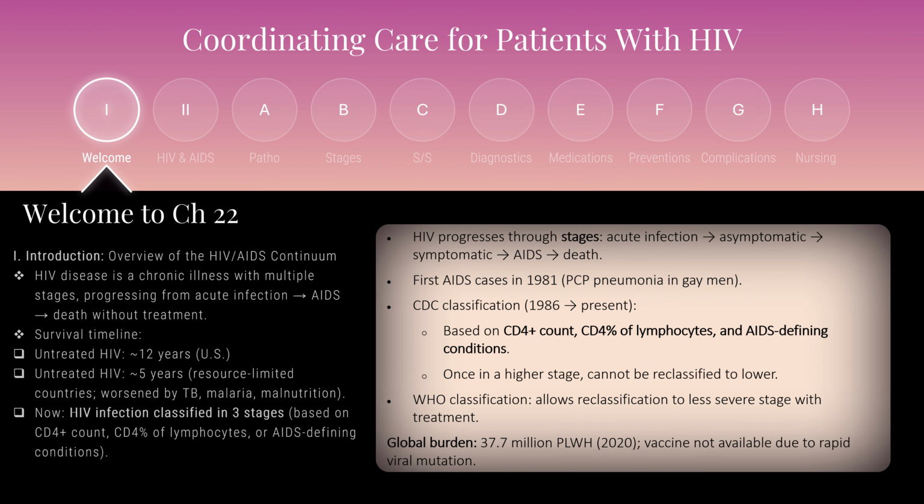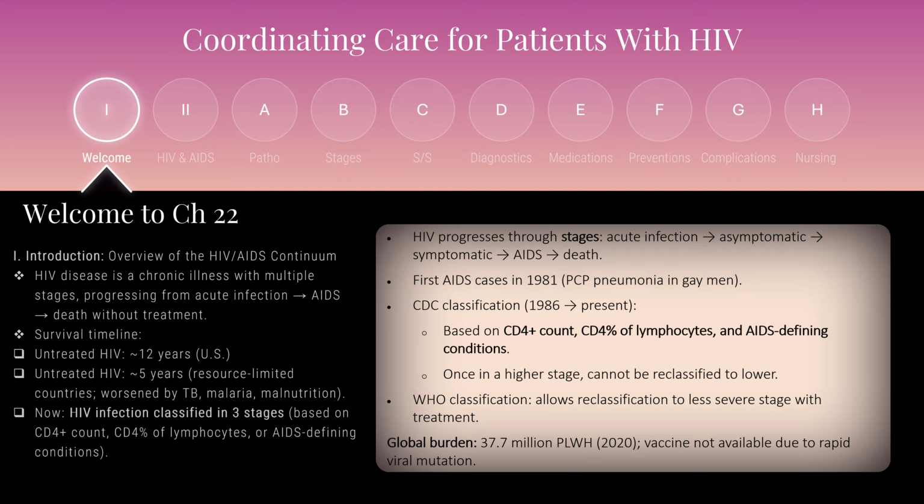Introduction. HIV disease is a chronic illness with multiple stages, progressing from acute infection to AIDS and then death without treatment. The survival time for untreated HIV is about 12 years in the United States and less, about 5 years, in limited resource countries, worsened by TB, malaria, and malnutrition.